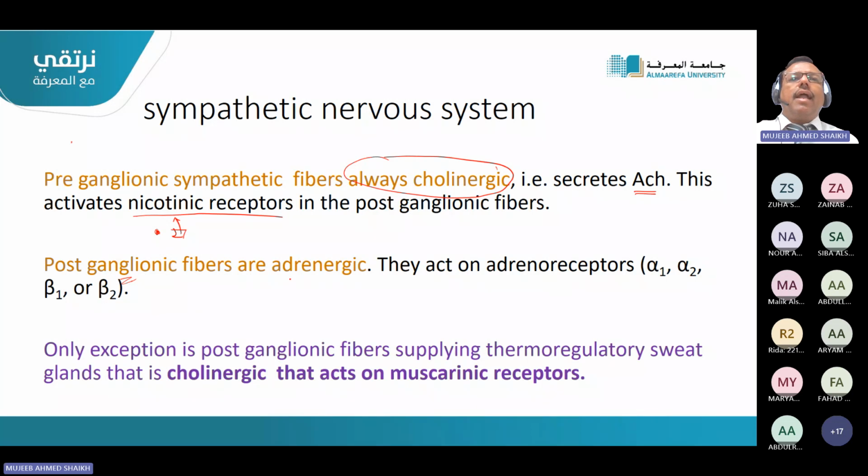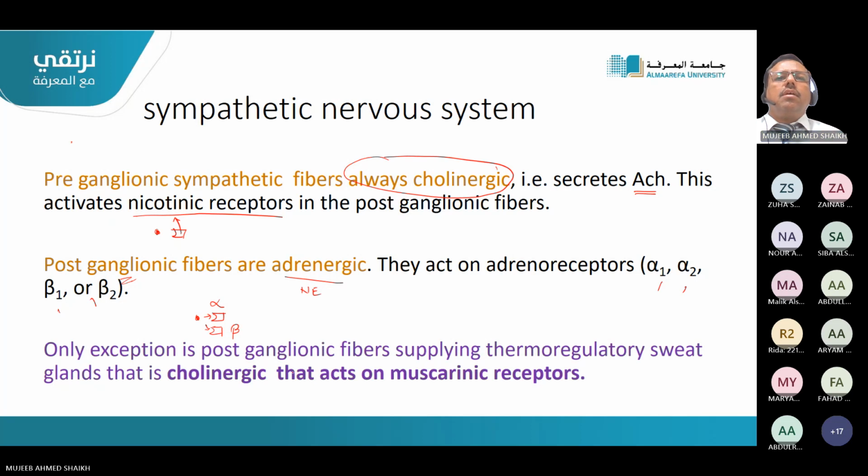Postganglionic fibers are adrenergic because they secrete norepinephrine, and it acts through different types of receptors. One is called alpha, the second is called beta. It acts through either the alpha receptor or the beta receptor. Again, there are subdivisions: alpha 1 and alpha 2, beta 1 and beta 2.